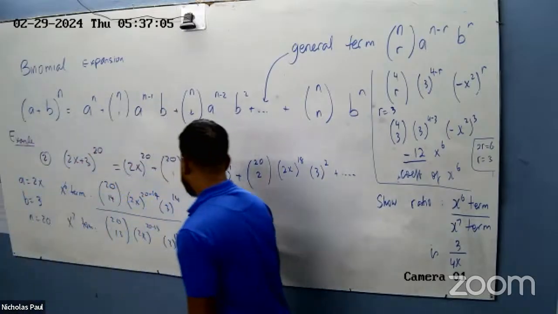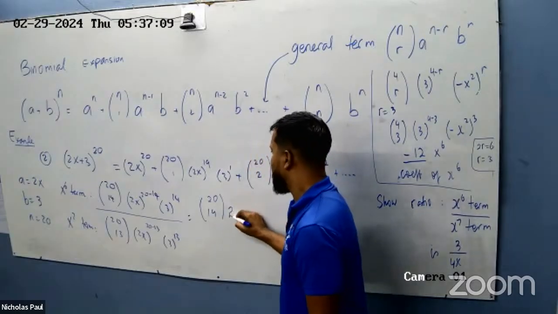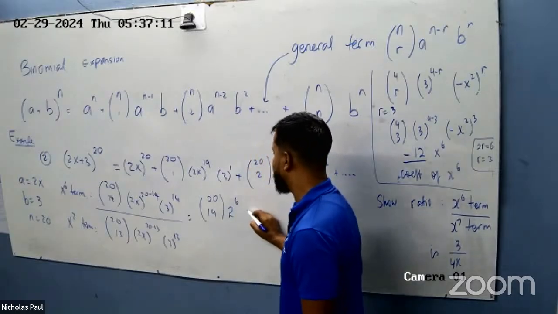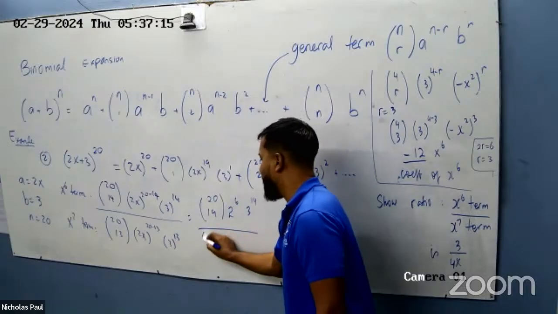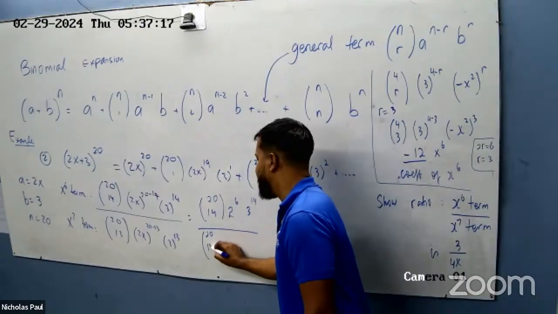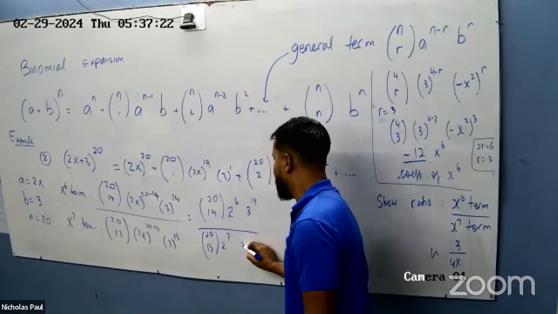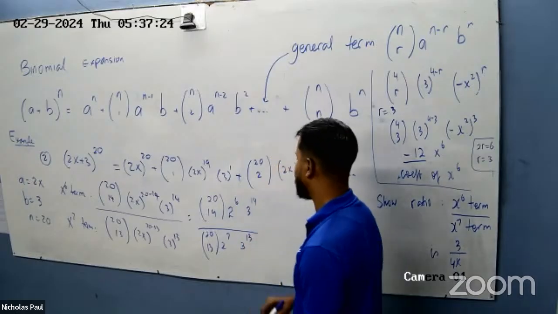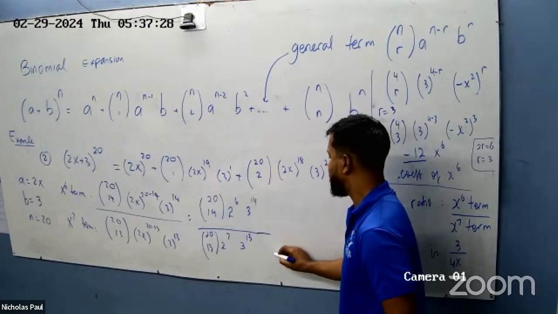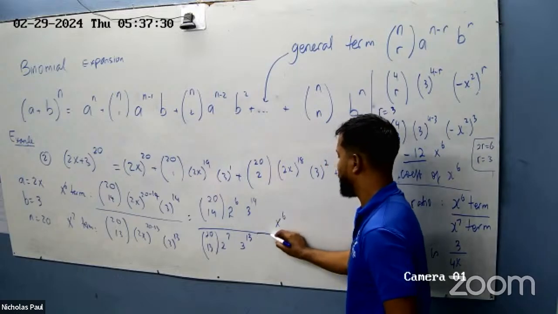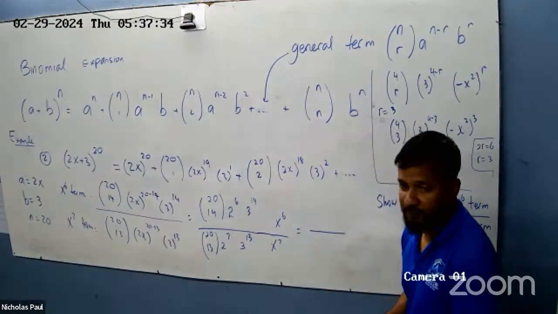So put in a calculator, 20C14, 2 to the 6, 3 to the 14, all over 20C13, 2 to the 7, 3 to the 13. All right? And hopefully I get it.